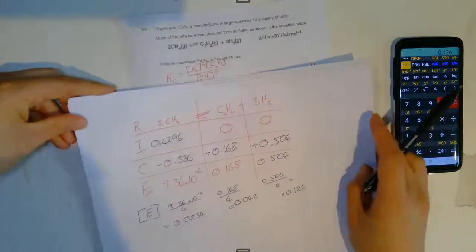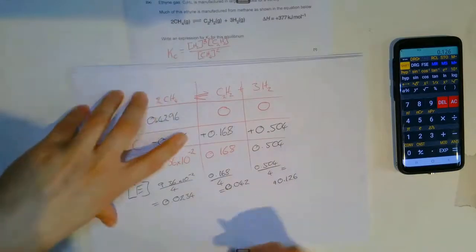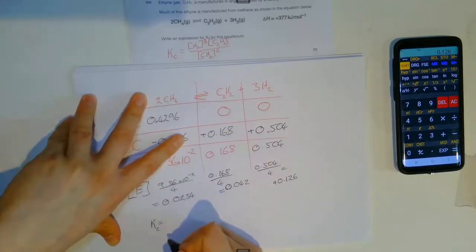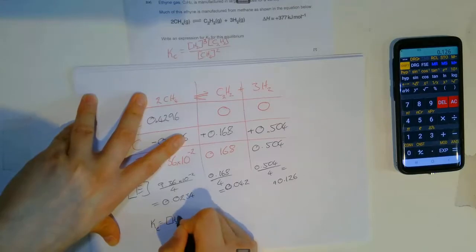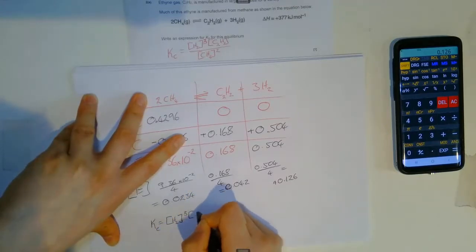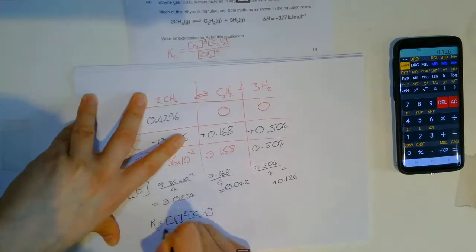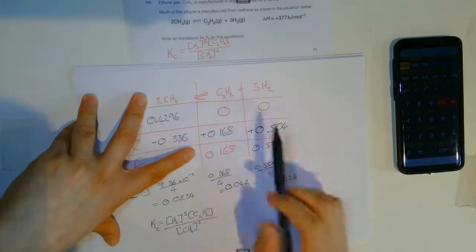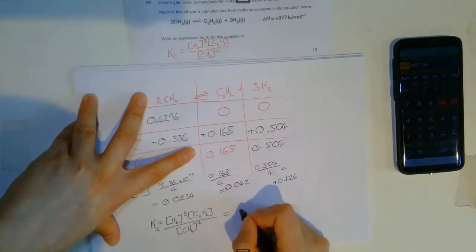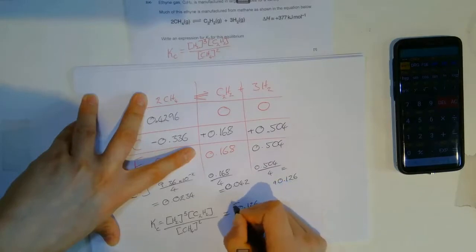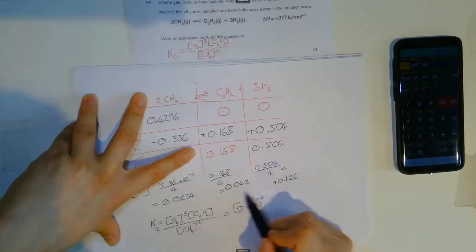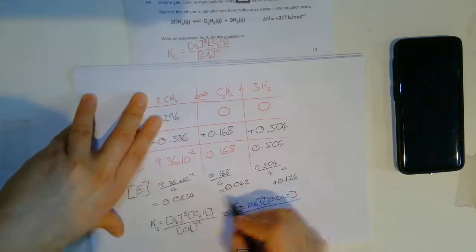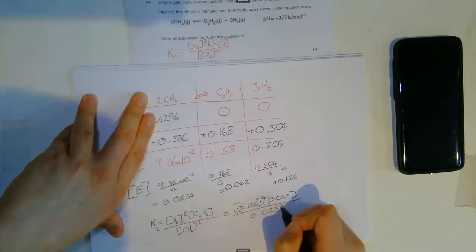We're now at the situation that we can plug it into our expression, because we're being asked to calculate what Kc is. So let's plug it into our expression and make sure we put things in the right place. Kc is equal to, I'm just going to rewrite it here so that I'm not going to make a little mistake, the concentration of hydrogen cubed times by the concentration of our ethyne divided by the concentration of our methane squared. So that gives us 0.126 cubed times by 0.042 divided by 0.0234.